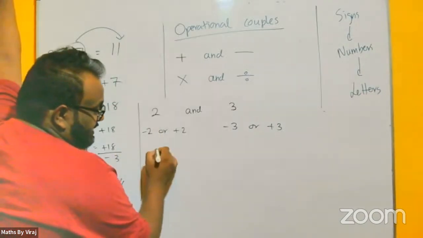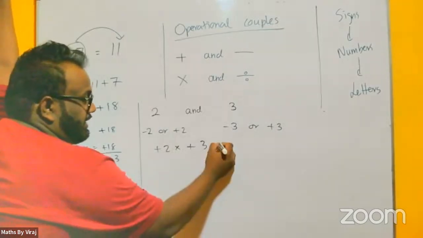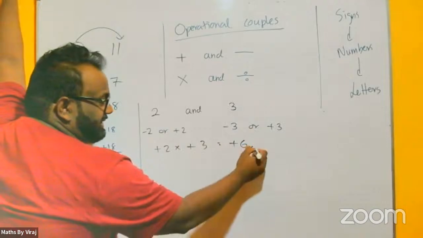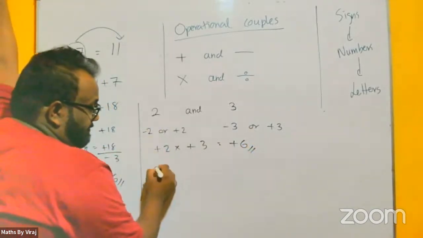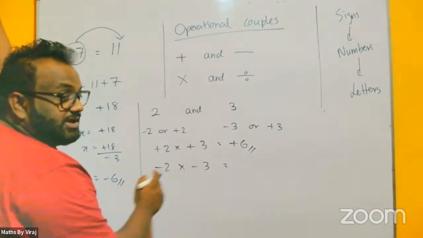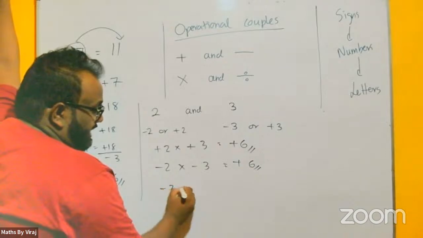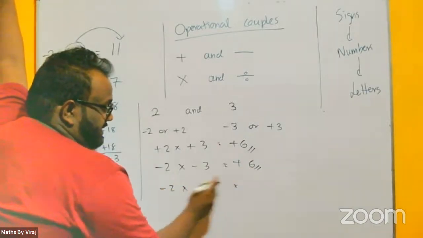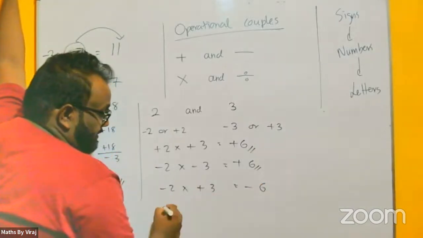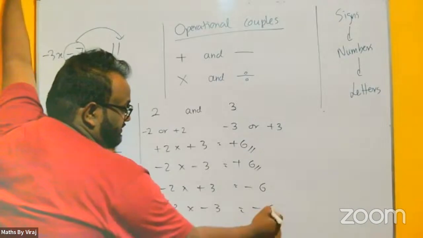But let's look at this. Plus 2 into plus 3. Plus into plus, plus. 2 into 3, 6. That's pretty easy, right? Minus 2 into minus 3. Minus into minus, again plus. 2 into 3 is 6. Minus 2 into plus 3. Minus into plus, minus. 2 into 3 is 6. Plus 2 into minus 3. Plus into minus, minus. 2 into 3 is 6.